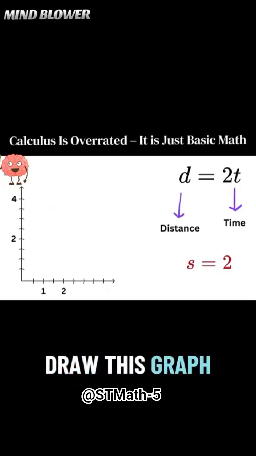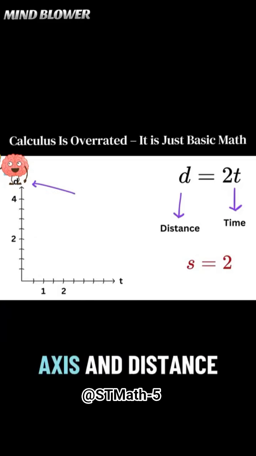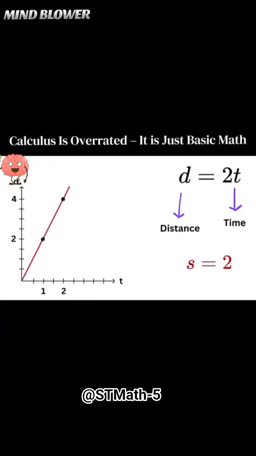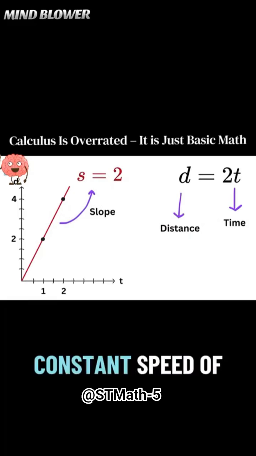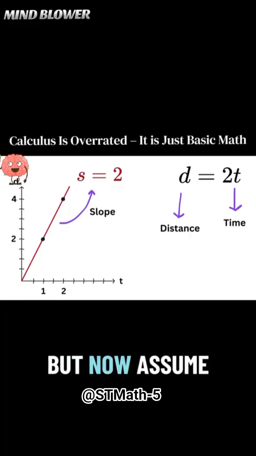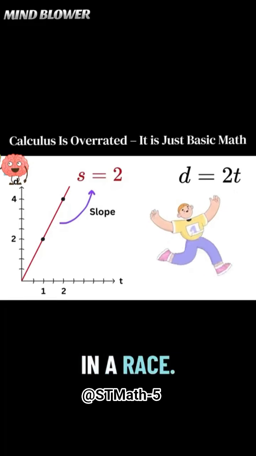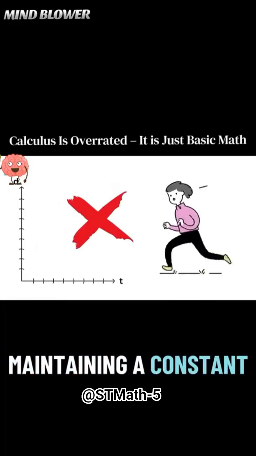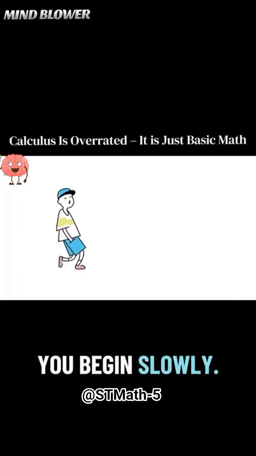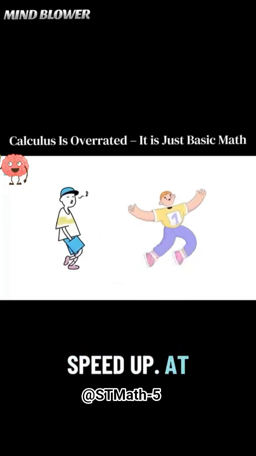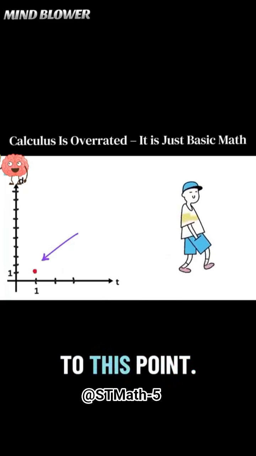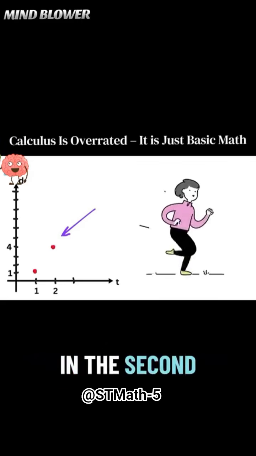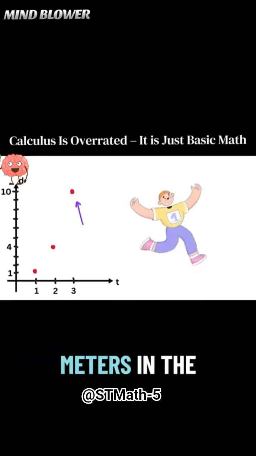Now if I draw this graph where I put time on the x-axis and distance on the y-axis, then we get this straight line, and the slope of this line will be the same as your constant speed of 2. But now, assume you start running in a race, and instead of maintaining a constant speed, you begin slowly and then gradually speed up. At first, you might cover only 1 meter in the first second, which is equal to this point, then 3 meters in the second, and perhaps 6 meters in the third second.